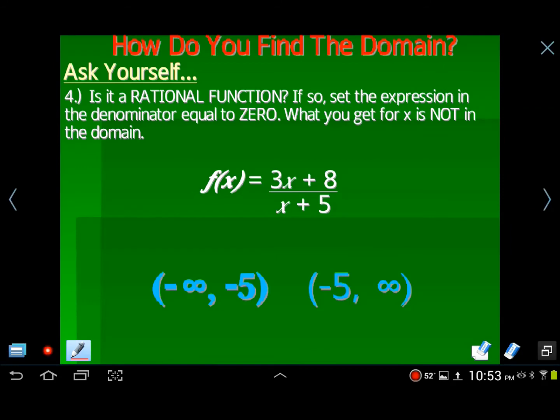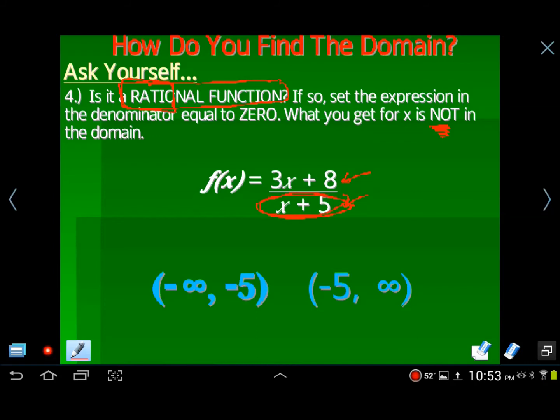Another question to ask yourself is whether it's a rational function or not. If so, set the expression in the denominator equal to 0. What you get for x is not, I repeat, is not in the domain. A rational function basically means that it's a ratio. What's a ratio? A fraction. So there you go, ratios and rational. It's a fraction, a rational expression basically. And you should zero in on that denominator.